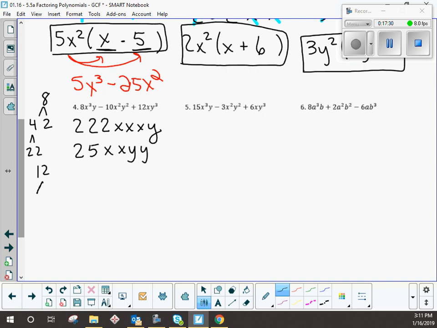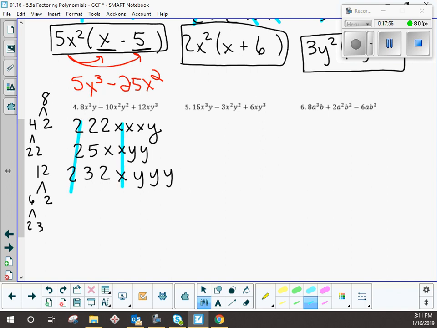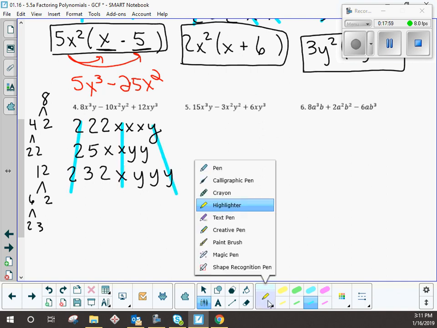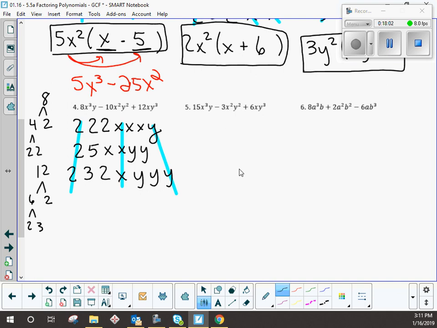And then 12 is 2 times 6. And 6 is 2 times 3. So I've got 2 times 3 times 2 times 1x and 3 y's. So I figure out what they have in common. 2x and a y. Very good. So I still write that down, 2xy. I open up some parentheses so I can write the leftover factors for each term individually.